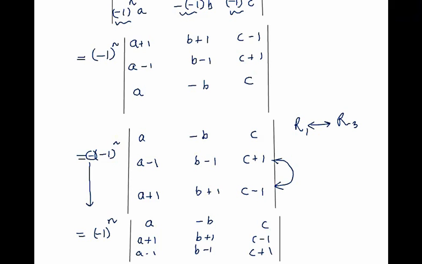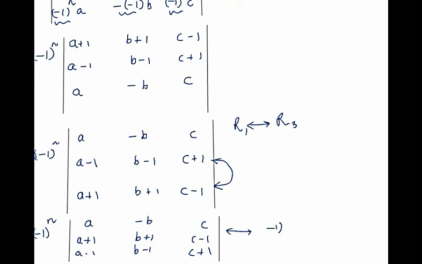Now we know that if we exchange the rows and columns with each other, then the value of determinant remains same. So I am doing it here. What I can see by doing this, minus 1 to the power n, and the determinant will take this form. The first row will become the first column, that is A minus B C turned out to be the first column. The second row will become the second column, that will give A plus 1, B plus 1 and C minus 1, and the third row will become the third column, that is A minus 1, B minus 1 and C plus 1.